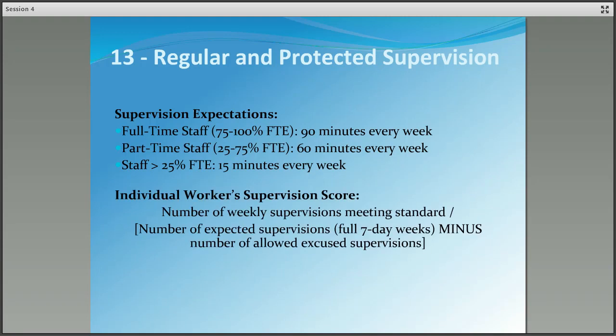Each worker's supervision score is calculated by finding their supervision rate, or the number of weekly supervisions meeting the standard versus the adjusted number of expected supervisions. Workers who get at least 90% of their expected supervisions get a 3. Workers who have 75% to 90% get a 2. And any workers with less than the 75% expected get a 1. If a program has any workers with a 1, they do not meet the item.